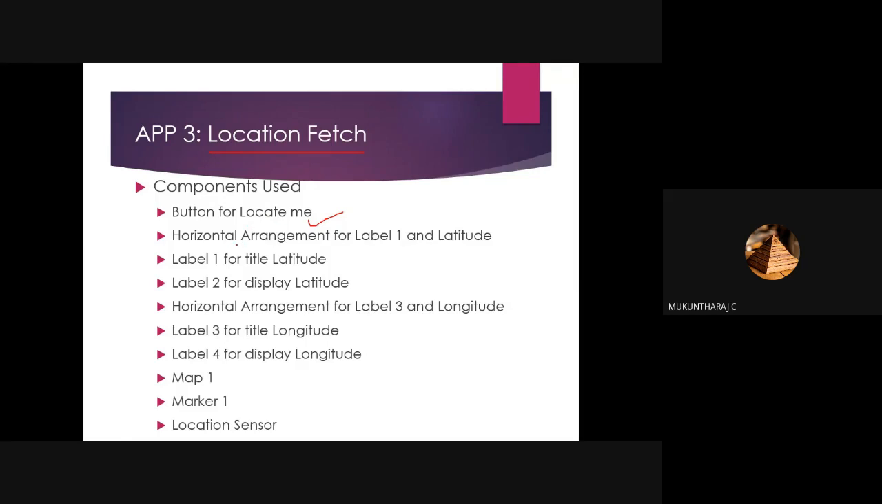Then I have one horizontal arrangement for label 1 and latitude. Label 1 provides the title as latitude. Label 2 displays the latitude; your latitude value will be displayed there. So in a single horizontal arrangement I'm going to use two labels: label 1 for giving the title as latitude, and label 2 for displaying the latitude.